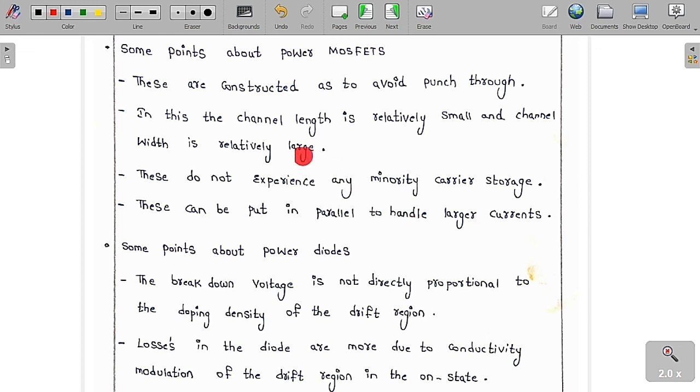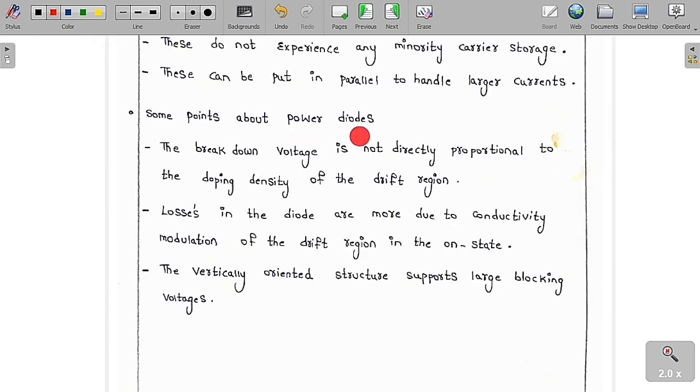So we can say that these are constructed to avoid punch through, and we can simply say it is a voltage control device, where the length is very small but the width is very large, and these are only majority carrier devices, not minority carrier devices. Minority carrier effects are fully absent, and because it's a positive temperature coefficient device we can use it for parallel operation.